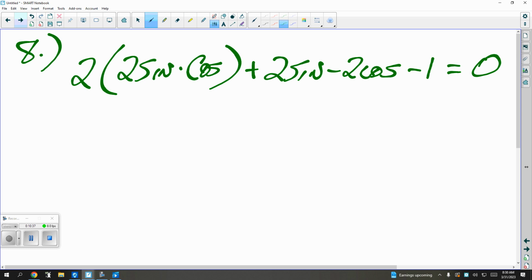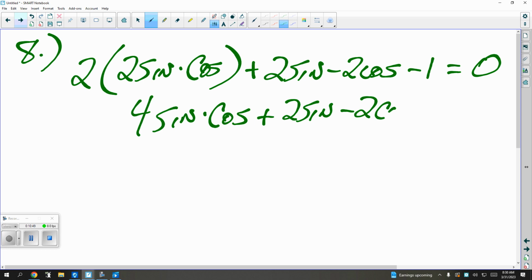Okay, let's try to clean that up just a little. That's 4 sine cosine plus 2 sine minus 2 cosine minus 1 equals 0. Well, that didn't help at all.